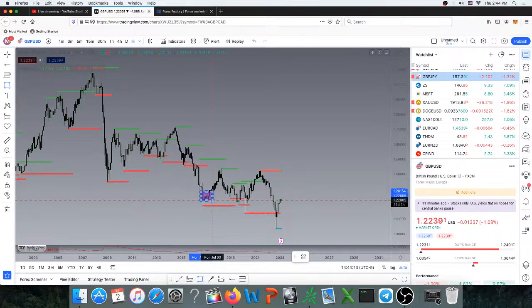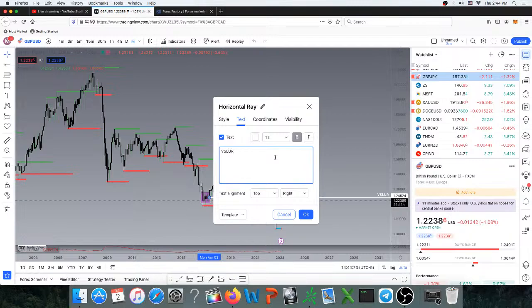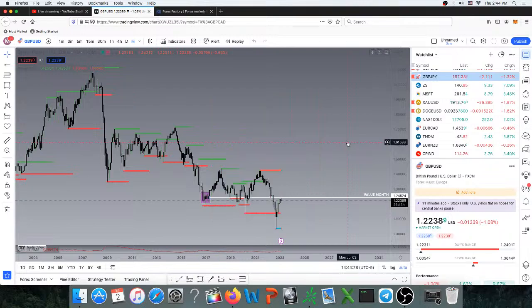Okay, we can see value is here. Wow. Value. Let's see what stage we're in. 1, 2, 3, 4, 5. We're in the 5th stage. We're at monthly value. And me personally, I would just stay away.